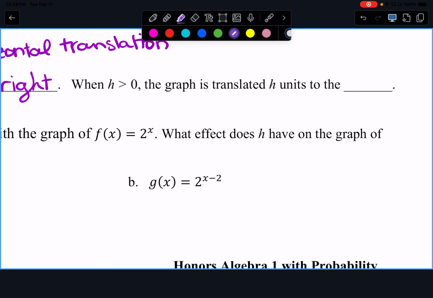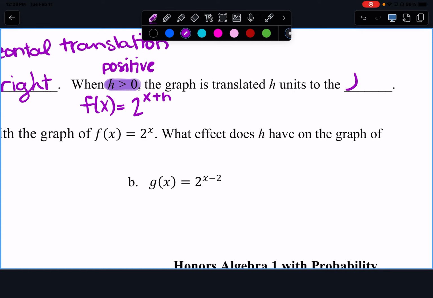All right. So for this one, when h is greater than 0, that means h is what? So that means when we have f of x is equal to 2 to the x plus h. Which way does that mean our graph gets moved? To the left. Okay, remember, when it's inside the function, it's opposite of what you think it should be. Because you need a positive number to make it move to the right.